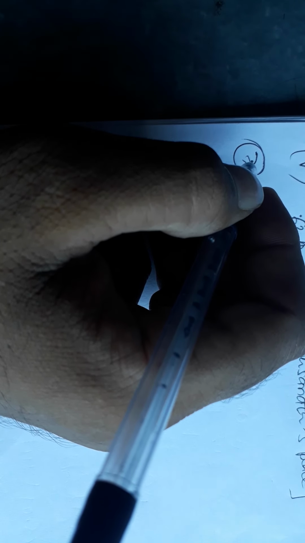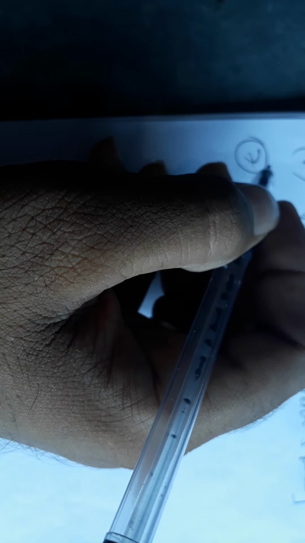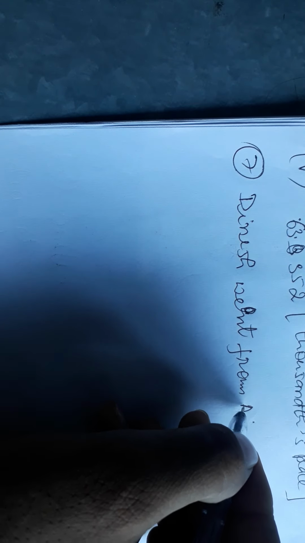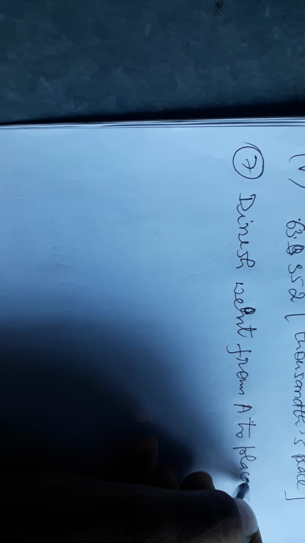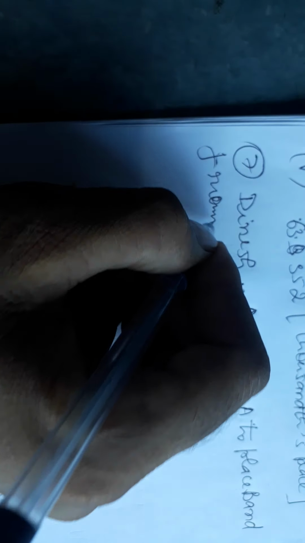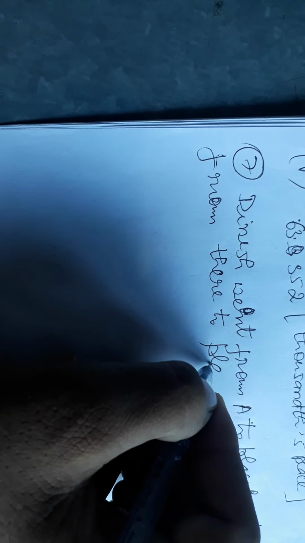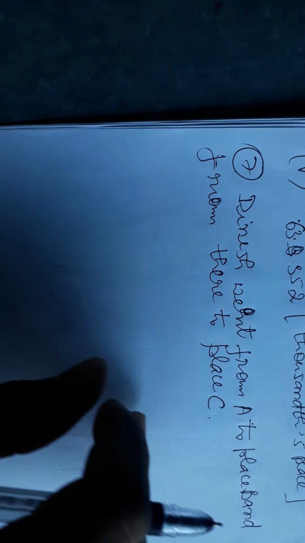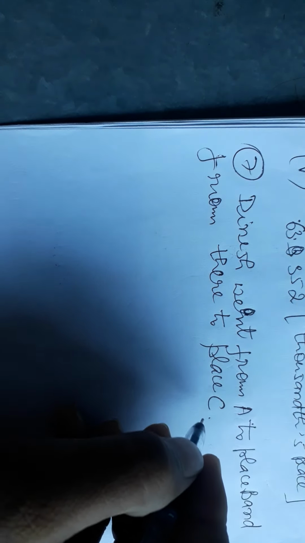Question number 7 is: Dinesh went from a place A to place B, and from there to place C. A is 7.5 kilometers from B.